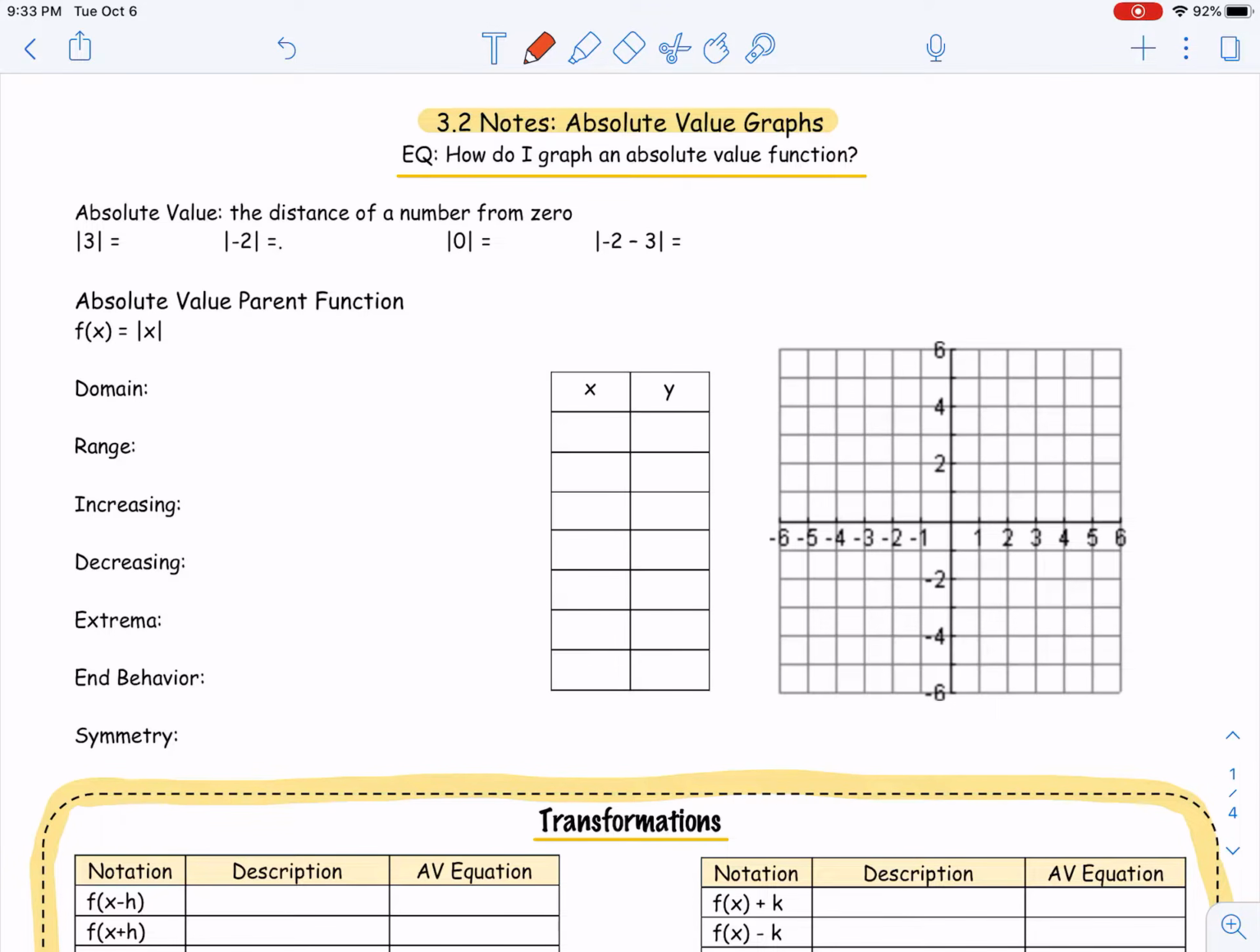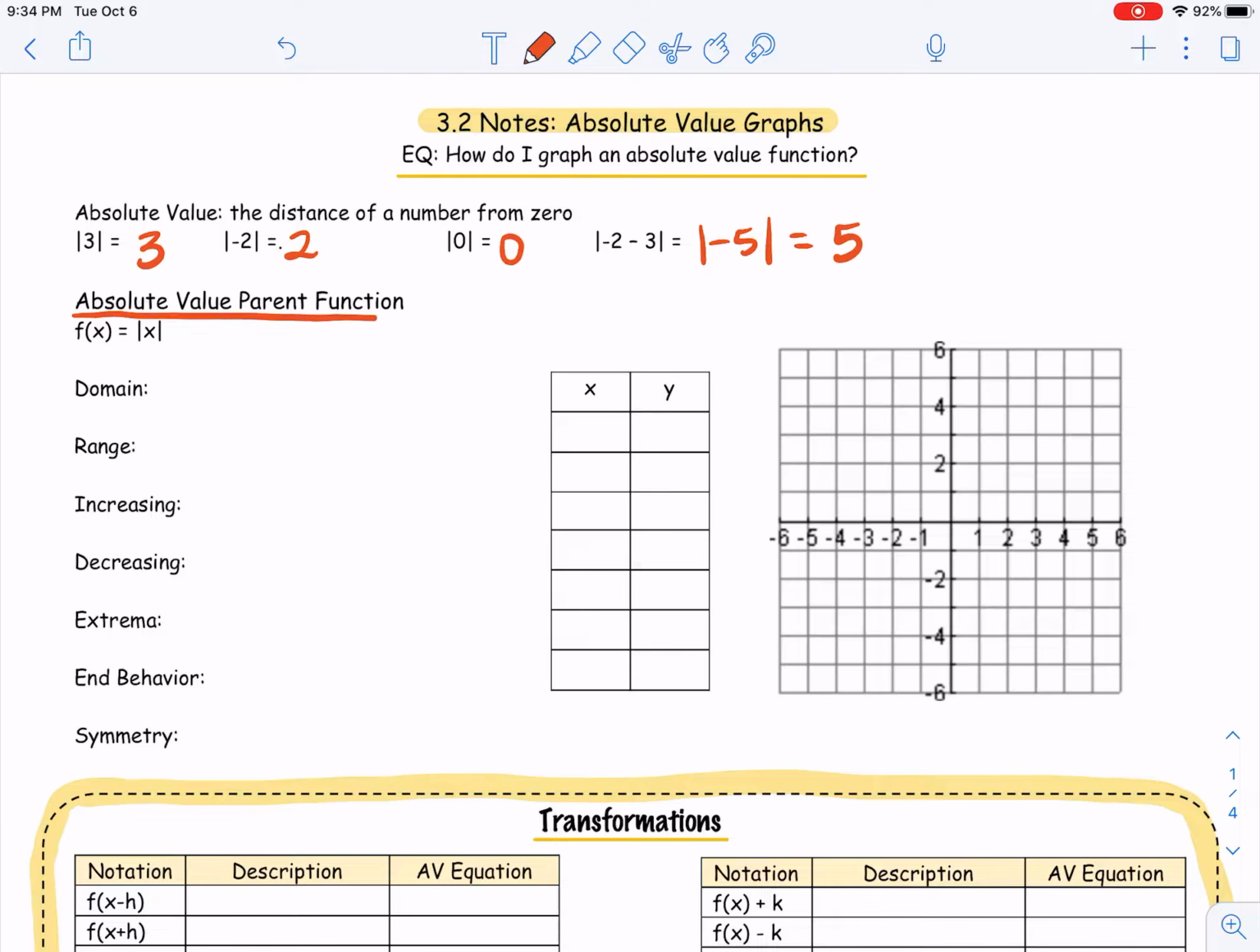So, remember absolute value, the definition of it is just the distance of a number from 0. So we know that the absolute value of 3 is really saying how far away is 3 from 0, and we know that that is 3. The absolute value of negative 2 is literally meaning how far is negative 2 from 0, and that is 2 units. When it comes to the last problem, the absolute value of negative 2 minus 3, well, what is negative 2 minus 3? It's negative 5. And so what is that? It's 5. So you should be familiar with this.